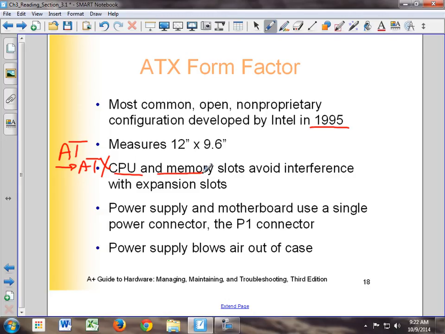Okay. The power supply uses a single P1 connector, and with ATX, the power supply always blows air out of the case. The air is always flowing out of the power supply, which means if the air is going out here, what should that be doing? In or out? Out, because we want an airflow that goes all the way through the case like that to cool the case off. This is Cindy's PC, we just upgraded it.